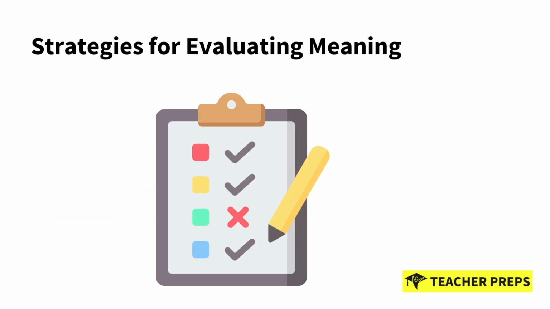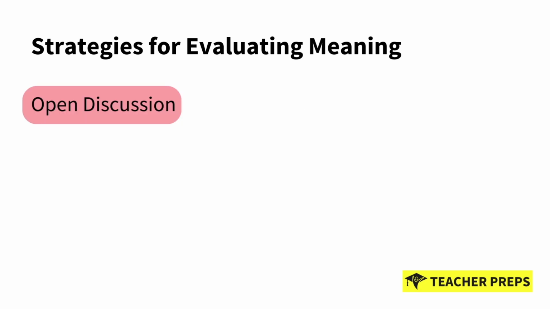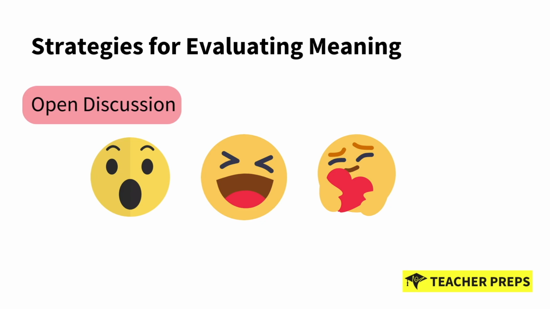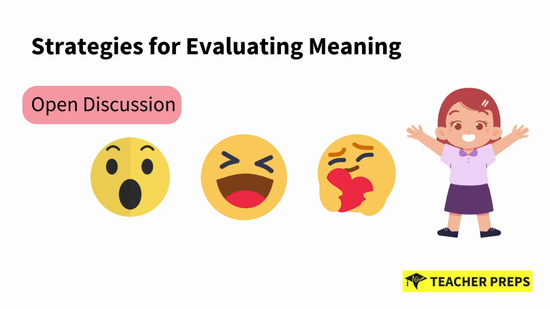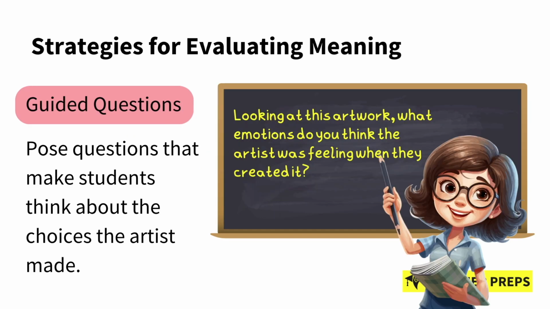Now, let's look at strategies for evaluating meaning. First, we can try open discussion. This is when students share their initial reactions and interpretations. This allows the students a space for understanding diverse viewpoints and the subjectivity of art with less of a feeling of being wrong. Guided questions is another strategy where teachers pose questions that make students think about the choices the artist made. For instance, looking at this artwork, what emotions do you think the artist was feeling when they created it?